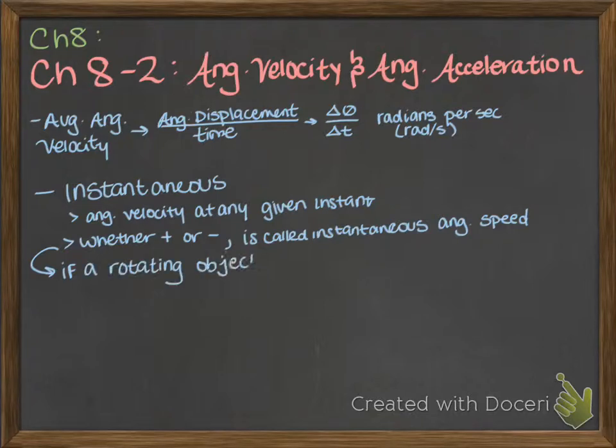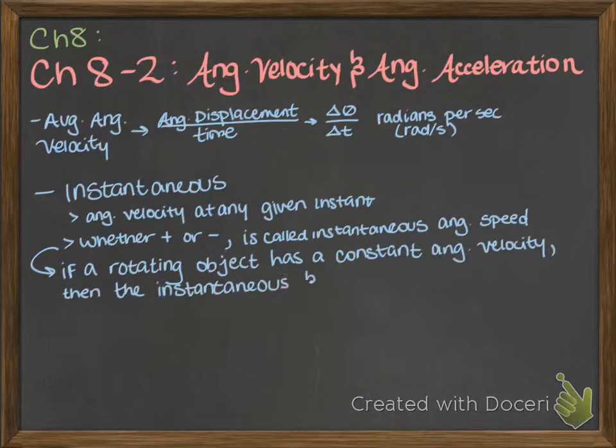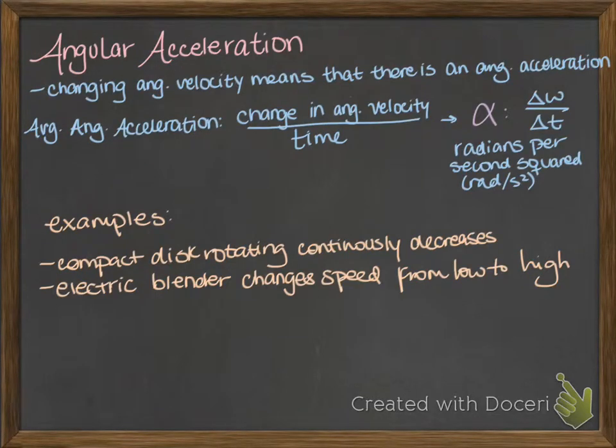So if a rotating object has a constant angular velocity, then the instantaneous and the average velocity are going to be the same. So then we're going to look at angular acceleration, which is basically just the changing angular velocity. Just how it is in linear, how it's a changing linear velocity, it's the same concept. So if there's a changing angular velocity, it means that there has to be an angular acceleration. That means it's not constant or zero.